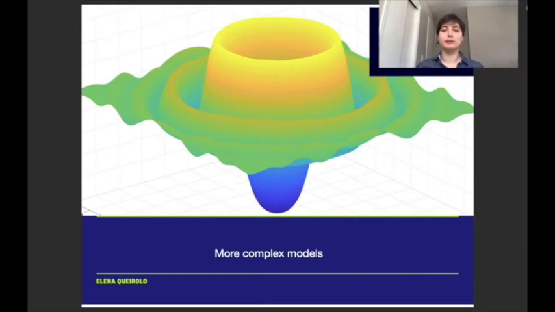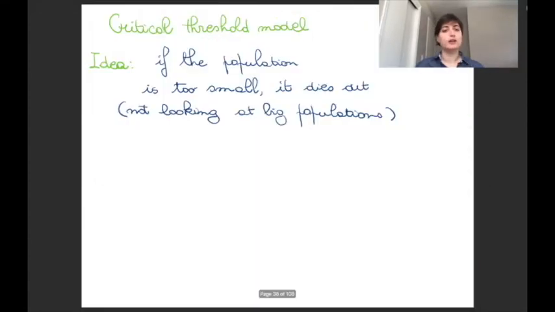With the goal of building an ODE that represents the population dynamics, we now want to look at more complex models that construct more complicated behaviors. We start with the critical threshold model. The idea is that if the population is too small, it dies out. We're not interested in looking at big populations. We're just looking at situations in which a population is very small.